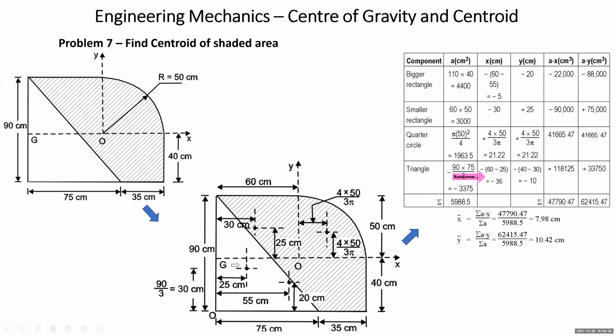Y-coordinate: this point is below the x-axis, so the y-coordinate is negative. I repeat again, this point is below the x-axis, so the y-coordinate is negative. By what distance is it below the x-axis? This dimension is 40. This dimension is 30. So minus 10. We can say that the centroid of the triangle is 10 centimeter below the x-axis. 40 minus 30, so I have written here 40 minus 30. Since it's below the x-axis, the y-coordinate is negative.